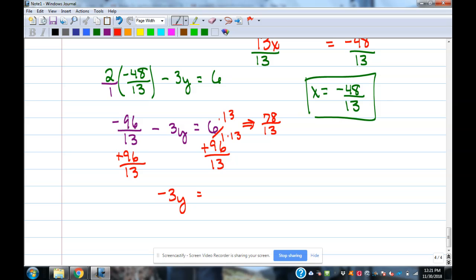So 8 plus 6 is 14. Carry the 1. So 174. It simplifies out pretty nice. Because the next step is to do what? Divide by -3. So when I divide by -3, it's the same thing as multiplying by -1/3.